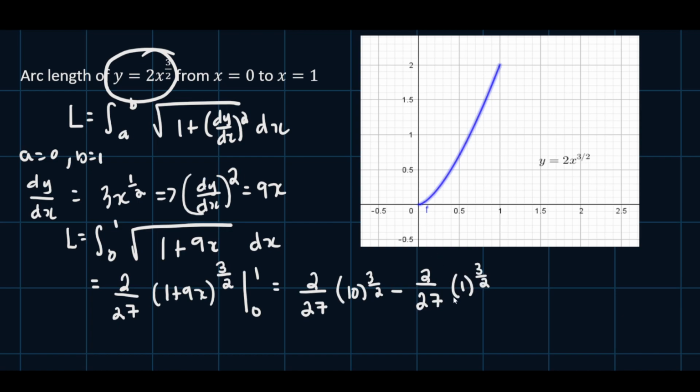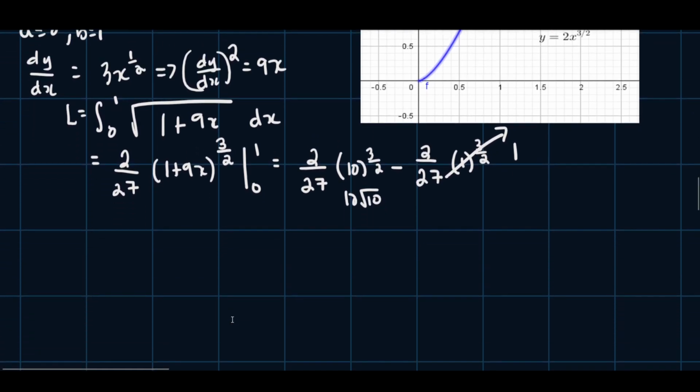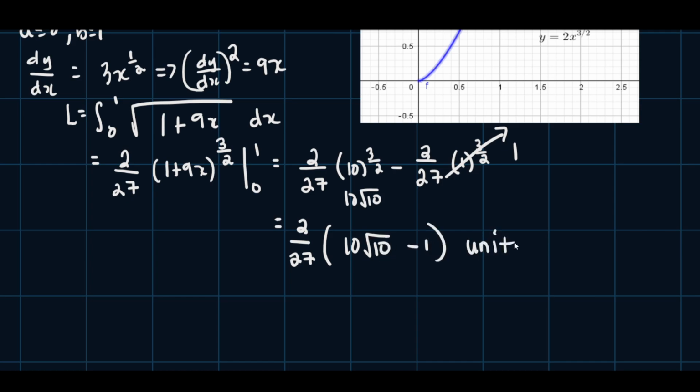1 raised to 3 halves, this is just equal to 1. Yung 10 raised to 3 halves, we can think of this as 10 square root of 10. Okay, factor out natin yung 2 over 27. So, 2 over 27 times 10 square root of 10 minus 1 units.